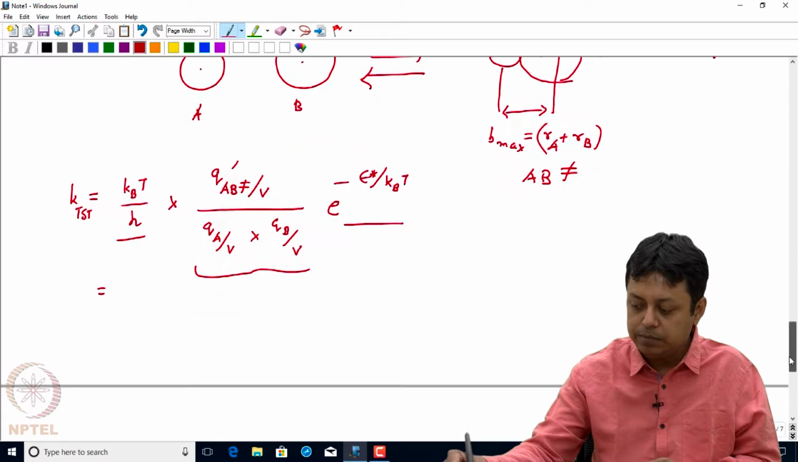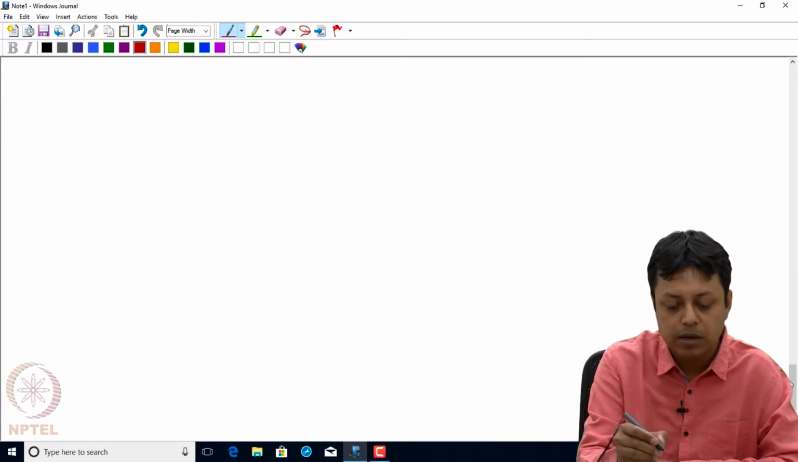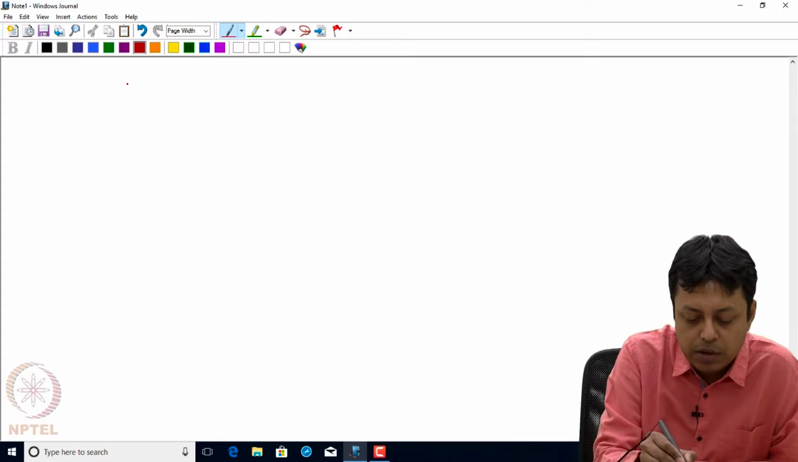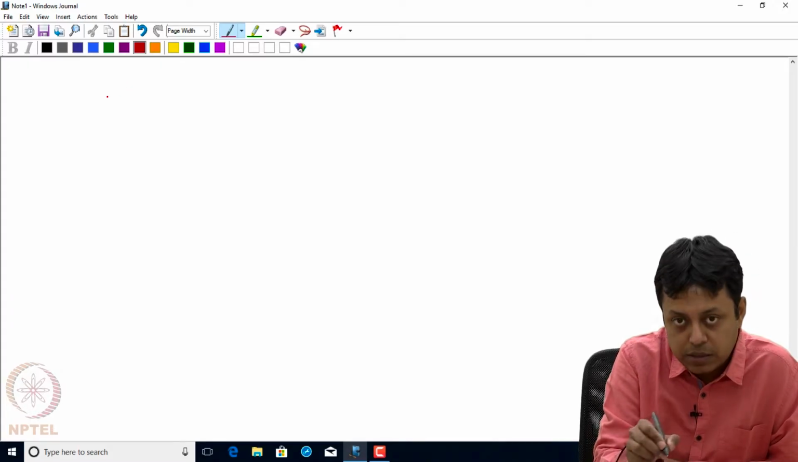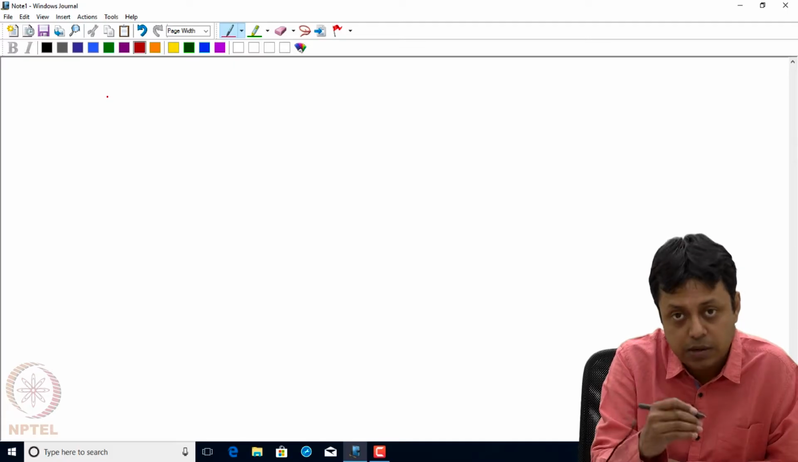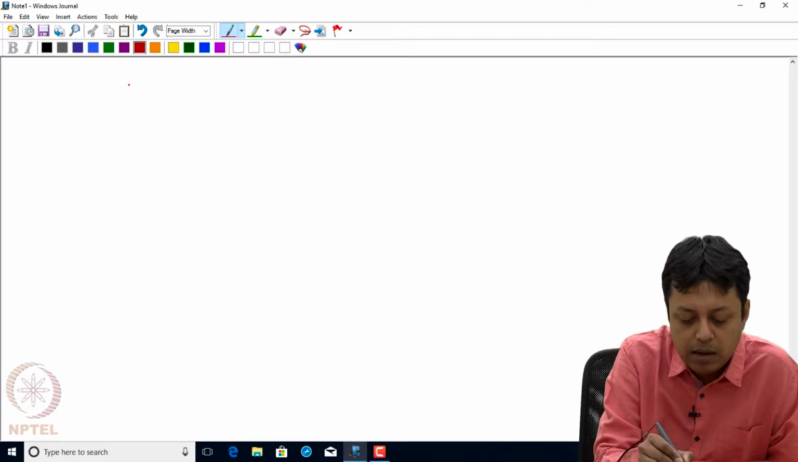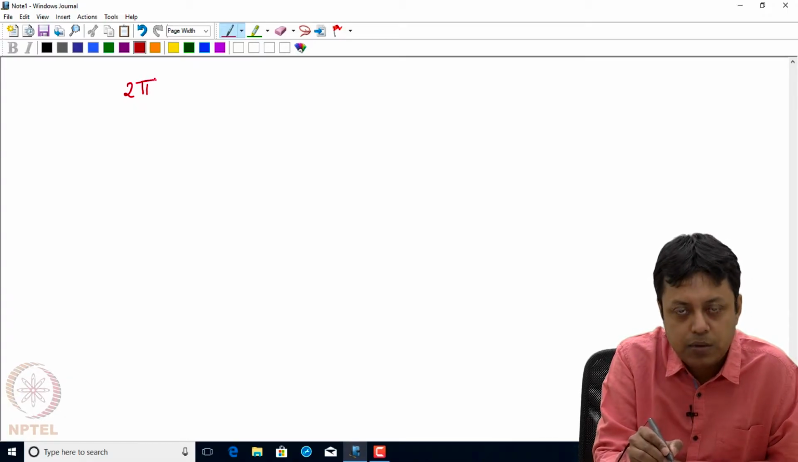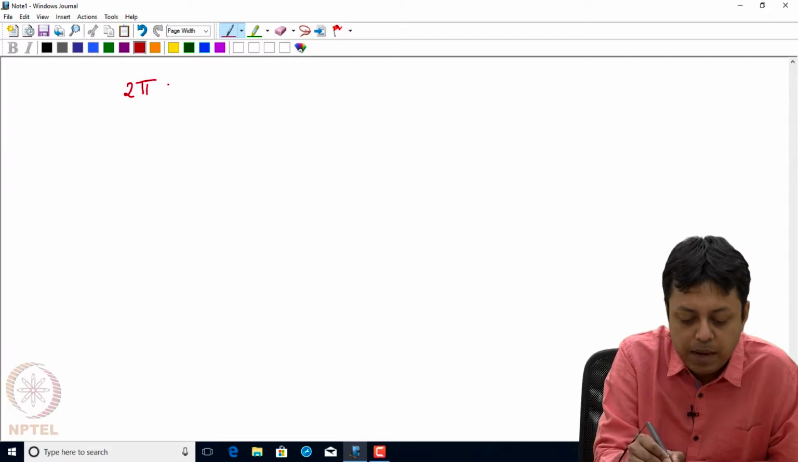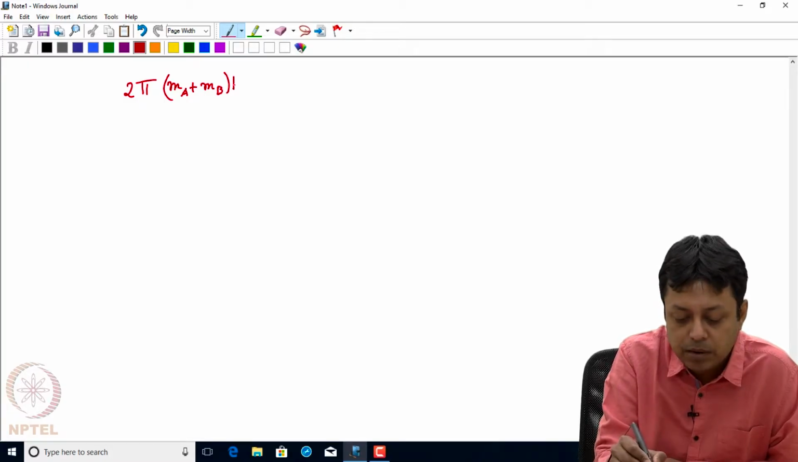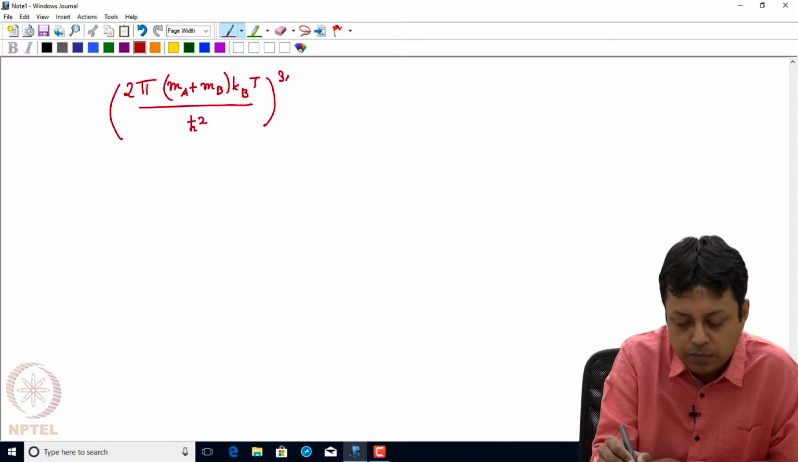So for translation, we know what the translational partition function expression is. So Q translation by V, we are actually associating the volume with the translational partition function, and you know that it is basically (2 pi m kBT by h squared) raised to 3 by 2. Now instead of m I have to take Ma plus Mb, because that is the total mass of the activated complex: (2 pi m kBT divided by h bar squared) raised to 3 by 2.